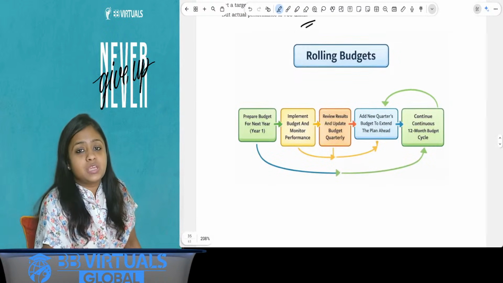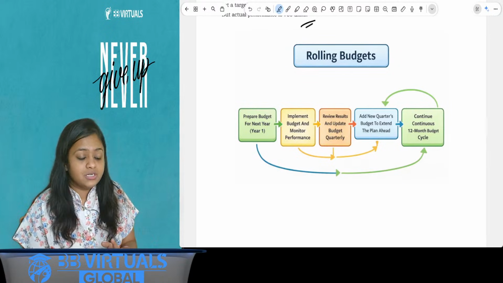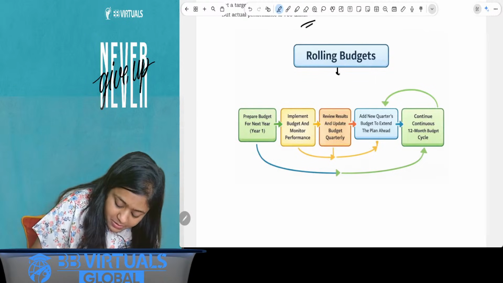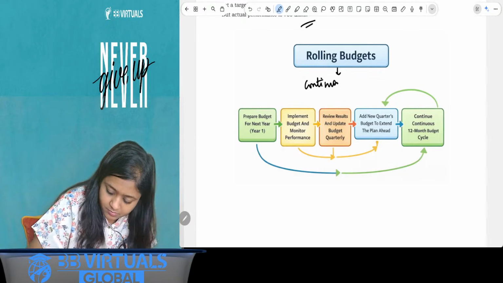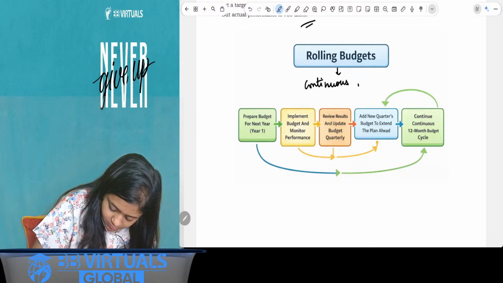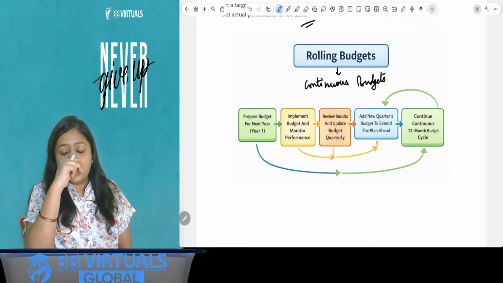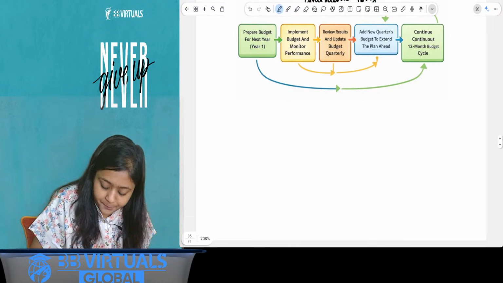Now let's go to the next step of budget. The next step of budget is rolling budgets. Rolling budget is also called as continuous budget. Okay, why are the rolling budgets called as continuous budgets? I think I can give you quickly an example of the same.